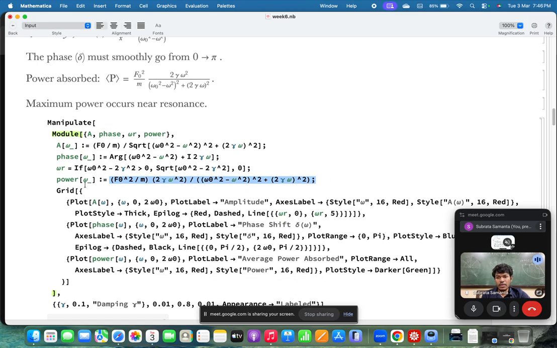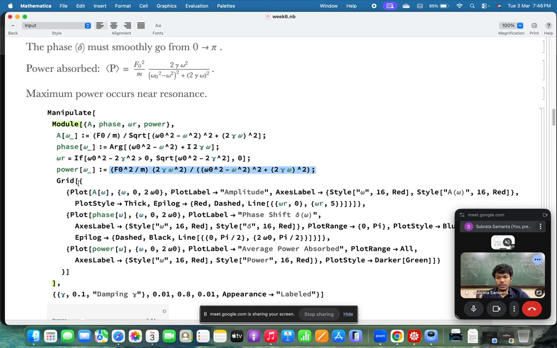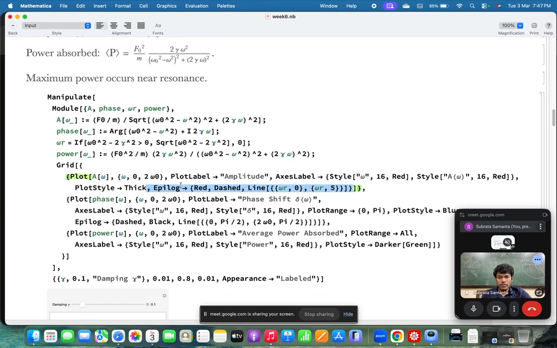Now I plot all these things in a grid. Within this grid you have to plot 3 things. The first is the amplitude versus omega, where I put an epilog at the resonance frequency. You know what epilog is: it draws additional graphics on the main plot.